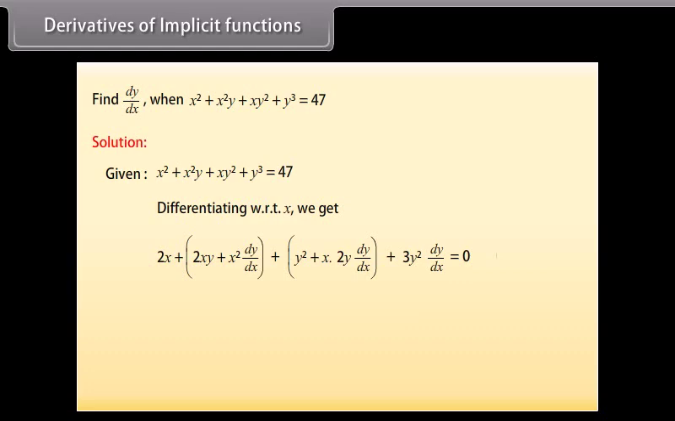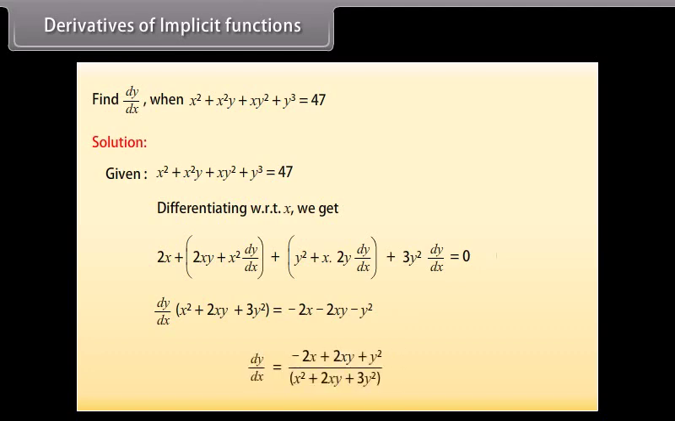Transfer the terms without dy/dx to the right hand side and taking common dy/dx from the left hand side, we get dy/dx into (x square plus 2 into x into y plus 3 into y square) is equal to minus 2 into x minus 2 into x into y minus y square. dy/dx is equal to minus of (2 into x plus 2 into x into y plus y square) divided by (x square plus 2 into x into y plus 3 into y square).